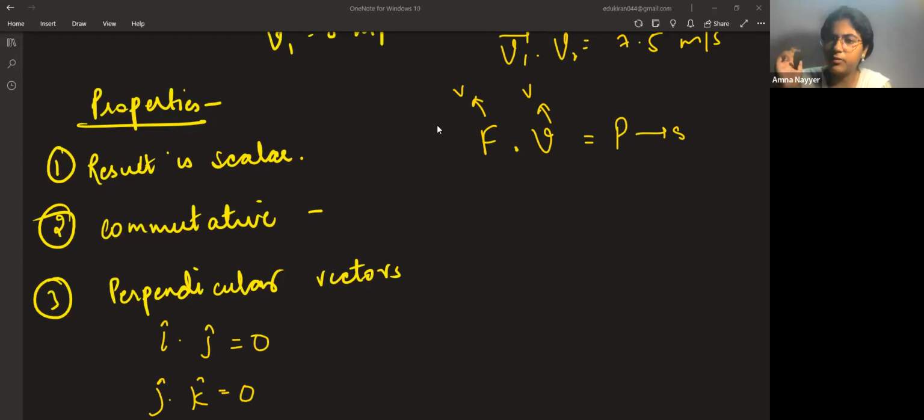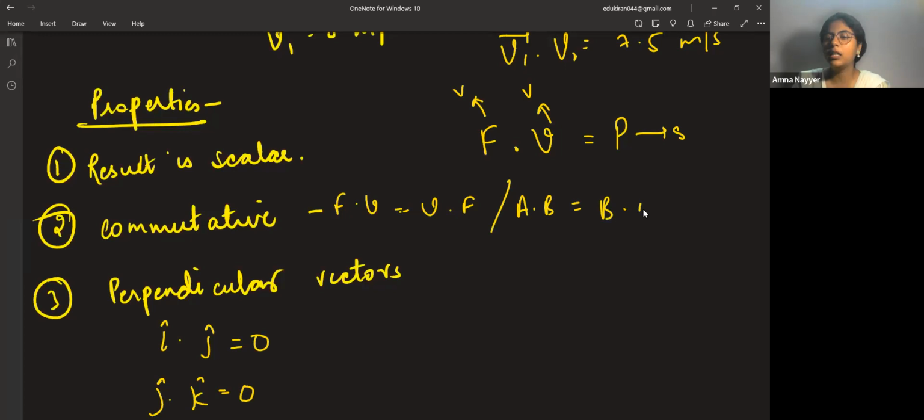Now it is commutative. Means if you write F dot V or V dot F, A dot B or B dot A, the answer will be the same in the dot product. This is exactly the opposite in the cross product.